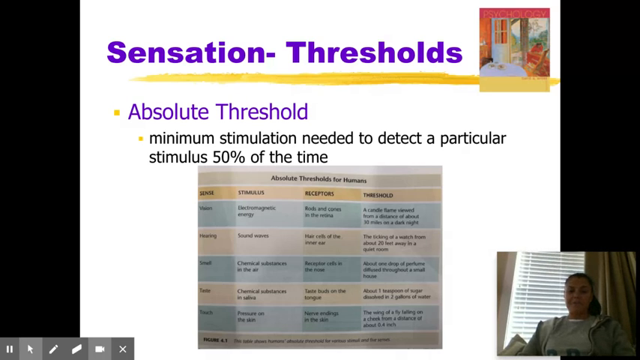and that is its absolute threshold. Smell, about 1 drop of perfume diffused throughout a small house. Taste, about 1 teaspoon of sugar dissolved in 2 gallons of water is about our absolute threshold. And touch, the wing of a fly on the cheek from a distance of about 0.4 inches, we can tell something's there. Okay, so those are our sensory absolute thresholds.